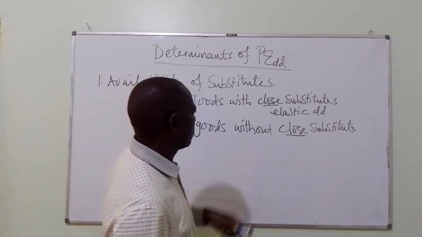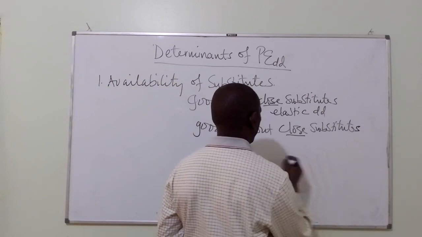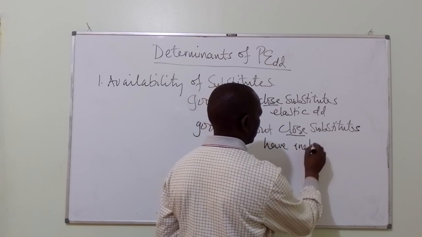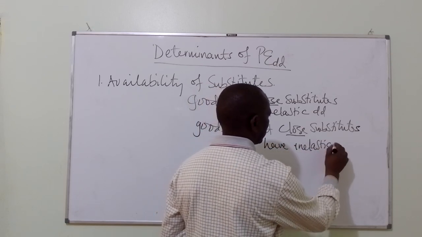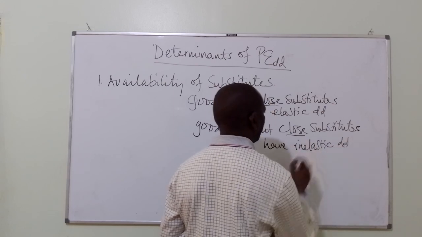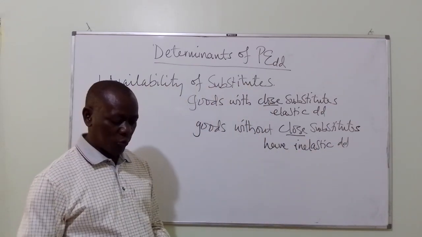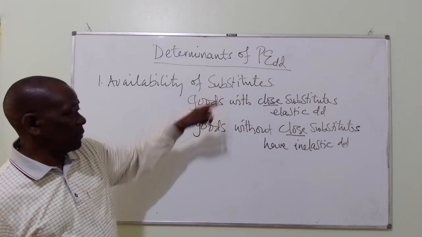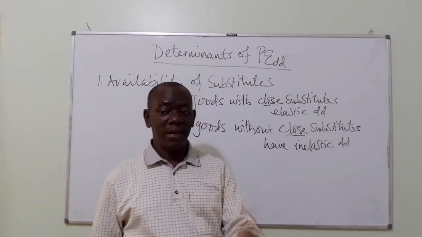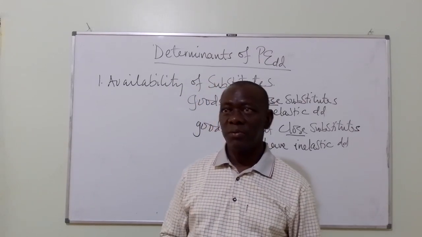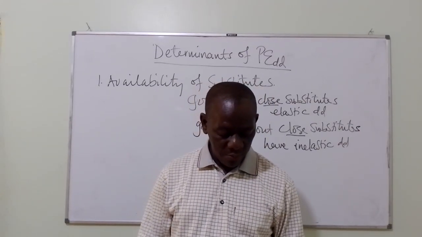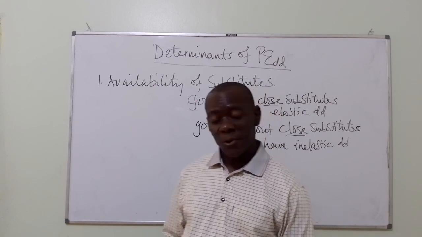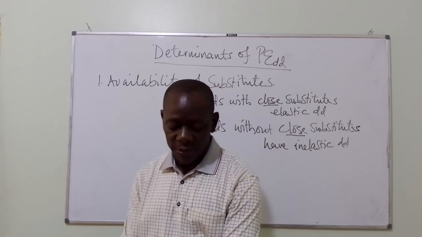So goods without close substitutes have inelastic demand. That's what you have to know. So the presence or availability of substitutes is a determinant of the price elasticity of demand. It is a very big determinant of price elasticity of demand.